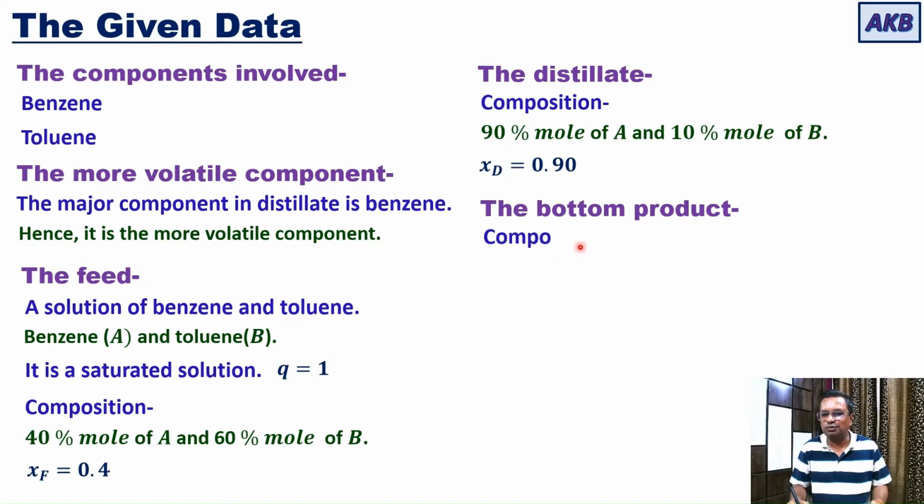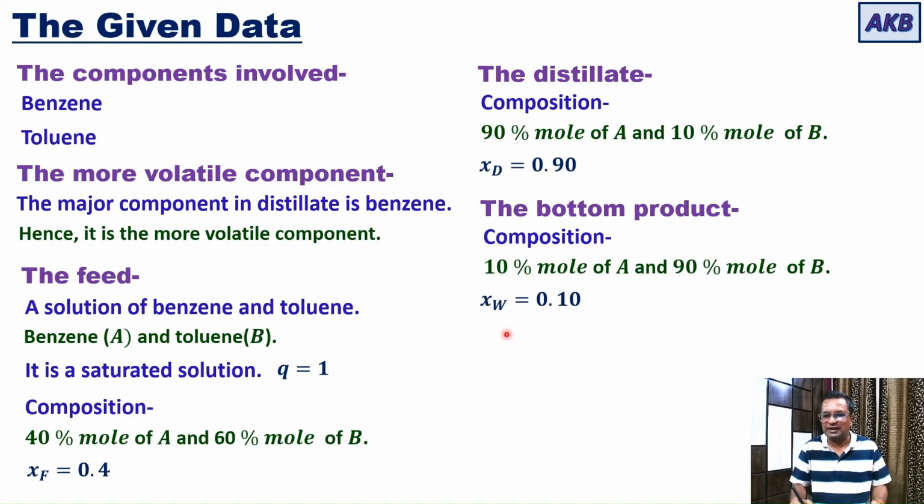Then for the bottom product, the composition is given. The bottom product contains 10% mole of A and 90% mole of B. That means XW is 0.1. That is 10 divided by 100.